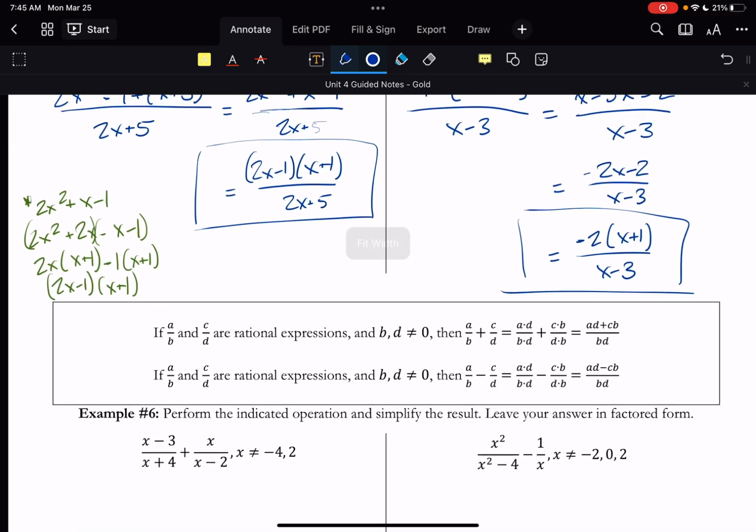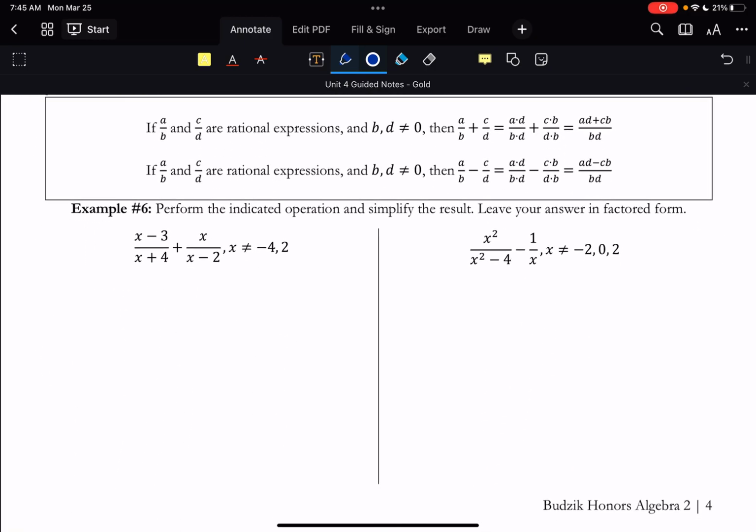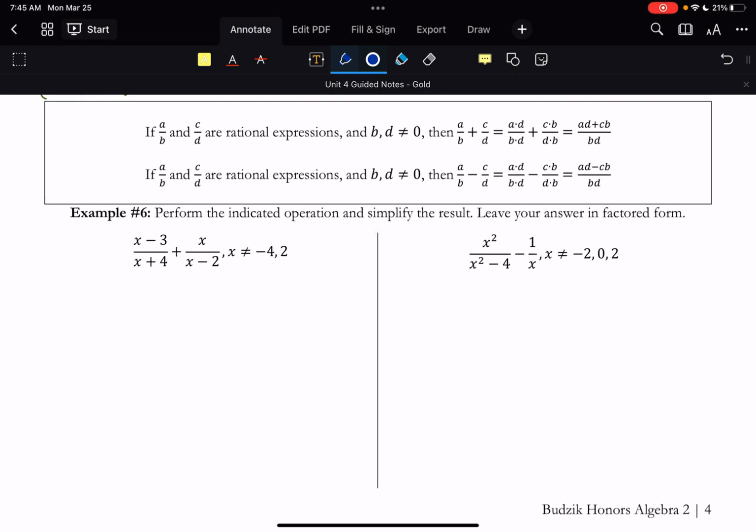Now, these two weren't too bad because we had the same denominator. If we don't have the same denominator between the two rational expressions, we need to multiply each rational expression by the other denominator to get what we call a common denominator. That way, we do exactly what we just did.